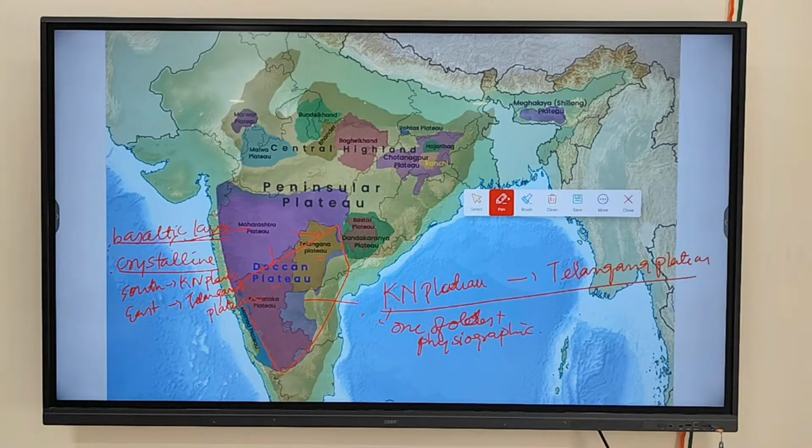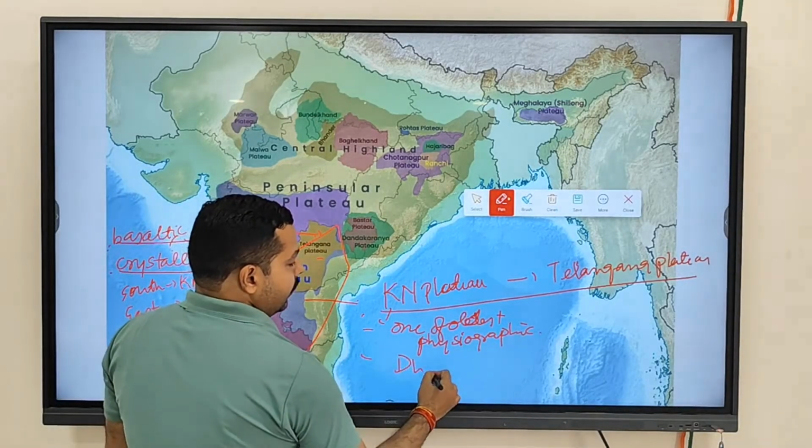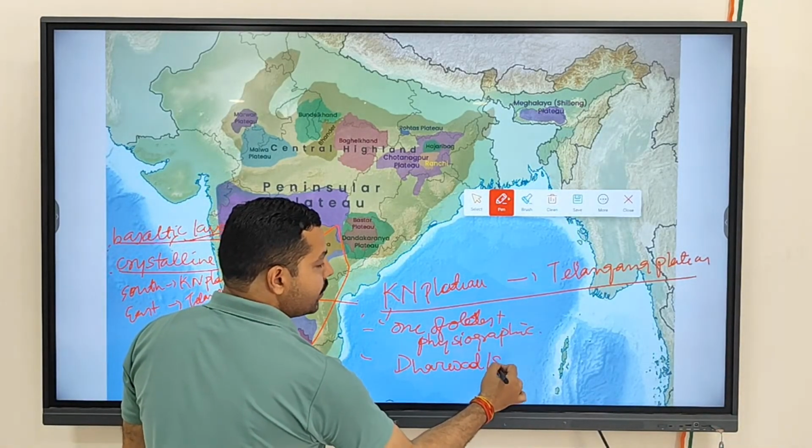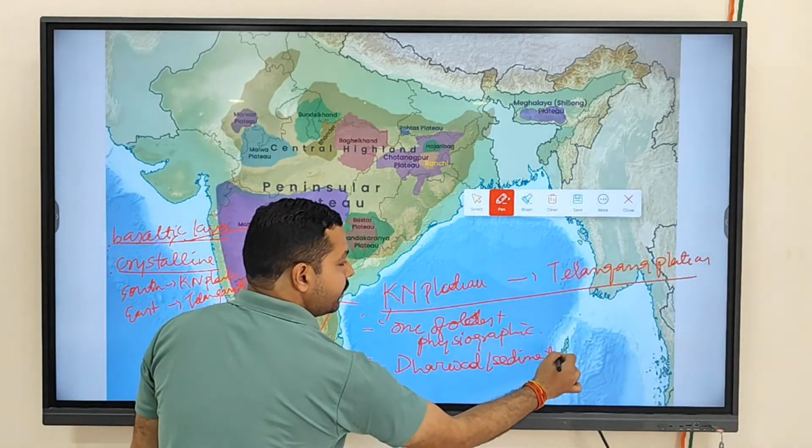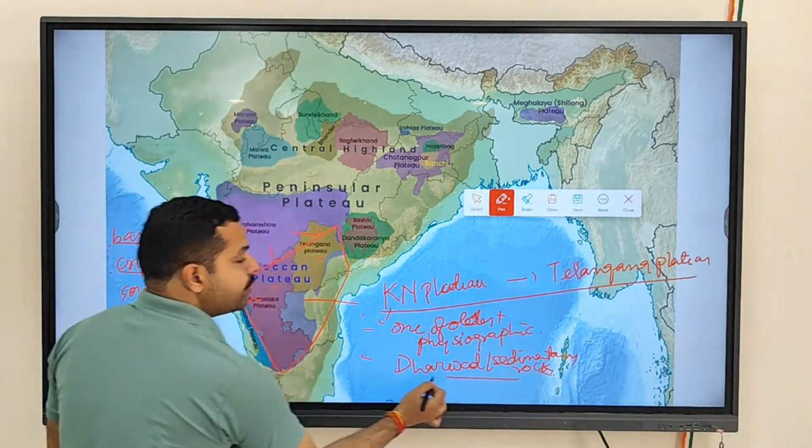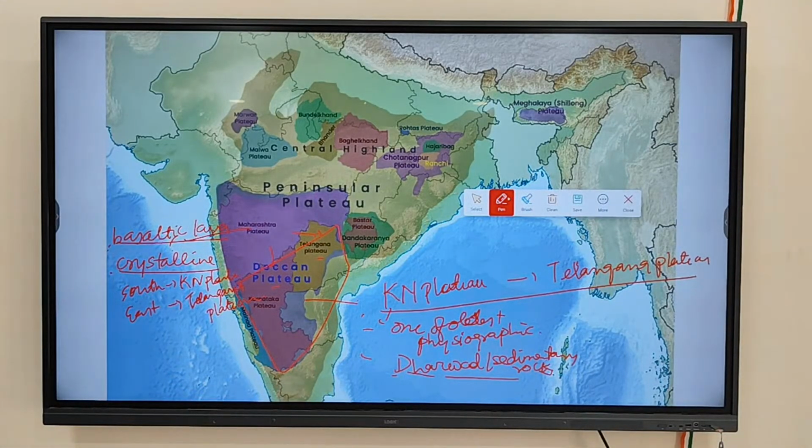Clear? Which type of rocks are going to be found? We discussed sedimentary and metamorphic rock. Remember, Dharwad rocks were the first sedimentary rocks, and currently they are found in metamorphic form. So you're going to find these sedimentary Dharwad rocks and metamorphic rock. These are very rich in mineral content. We discussed Dharwad rocks are very rich in mineral content.